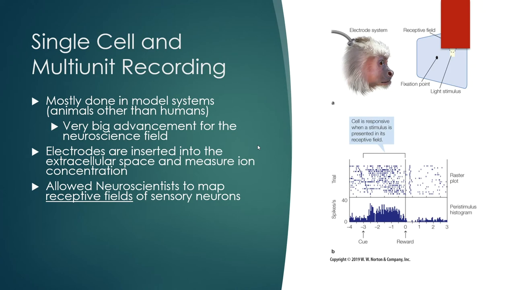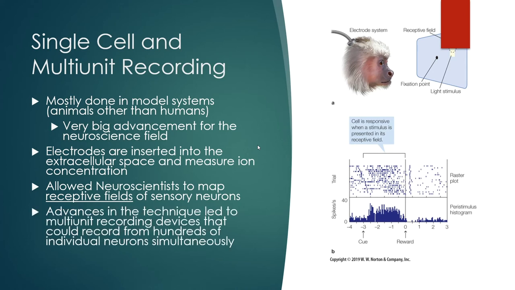When it gets to higher cognitive stuff, it's a little bit trickier. Monkeys can't really tell us what they're feeling or what they're thinking about, things like that. So a lot of the work done with single cell and multi-unit just refers to the fact that they advanced the technology and could record from a bunch of different neurons at the same time. That really advanced our ability to understand these early sensory processing systems that are really conserved through different animals.